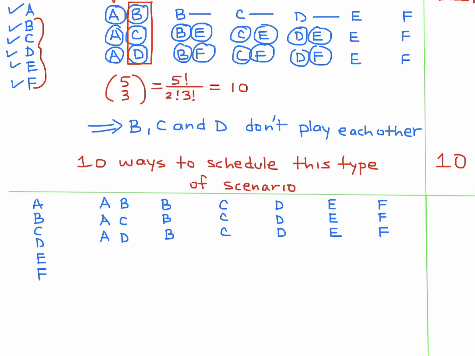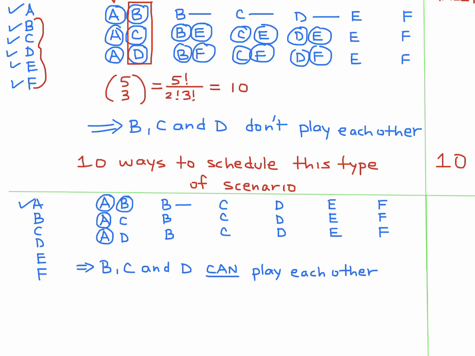Now we get to a point where we have to start talking about what do we do next. And before, B, C, and D don't play each other. That is the scenario that we chose. Now we choose a scenario where B, C, and D can play each other. So what I can do, A has already played 3 times, so A is done. B's played once, so this one is done. But now I've got to figure out, where do I go next?